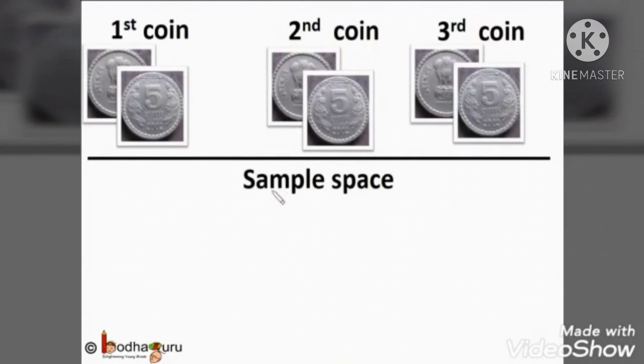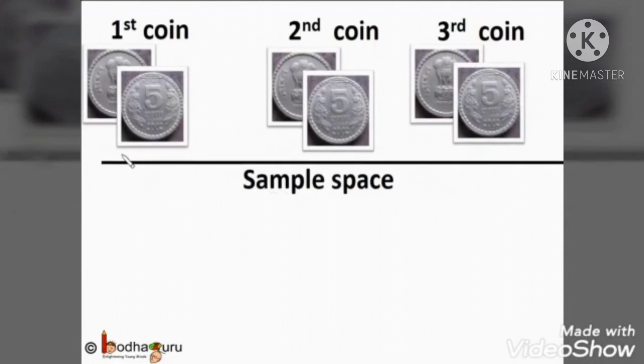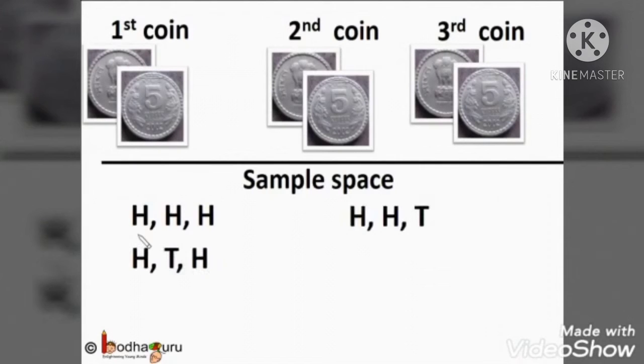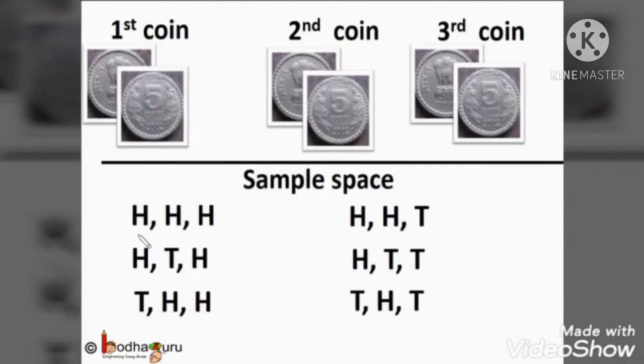And what about tossing 3 coins? When we toss 3 coins together, what all outcomes we can get? Well, head head head, head head tail, head tail head, head tail tail, tail head head, tail head tail, tail tail head, and tail tail tail. Now, you may wonder, have we covered all possible outcomes? How to check?